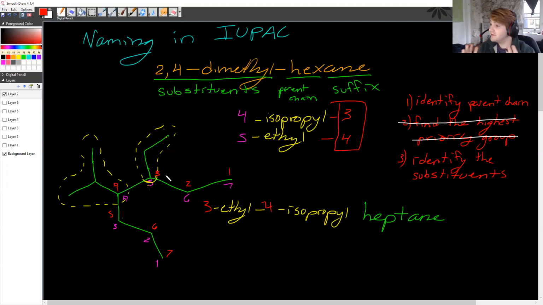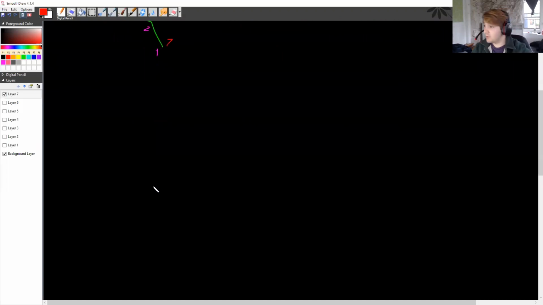Cool. And this naming is the same for whether we're talking about octane derivatives or literally anything else. So if we want to take a look at an octane, then, oh, I don't know.